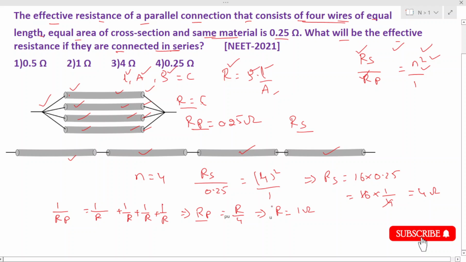Now these resistors whose resistance is 1 ohm are connected in series. Then the formula for effective resistance is Rs equal to the sum of individual resistances, that is 1 plus 1 plus 1 plus 1, which is equal to 4 ohm. So the effective resistance when these four resistors are connected in series is 4 ohm. That is our third option. Now let us move to our next question.